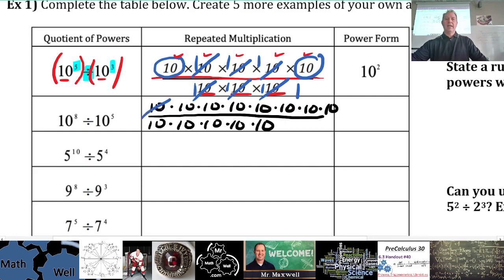That dividing out, those two can go. That's a 1 over 1. Those two go. Those two, those two, those two. So what am I left with? 10 to the power of? 3. Okay?